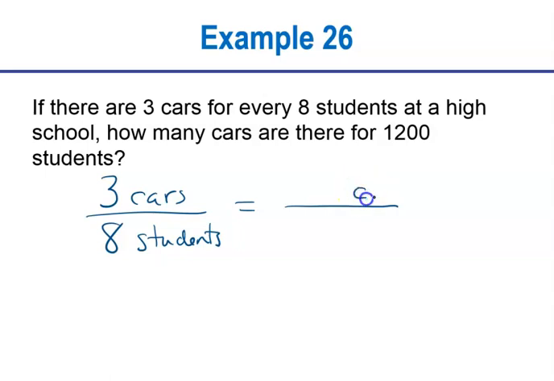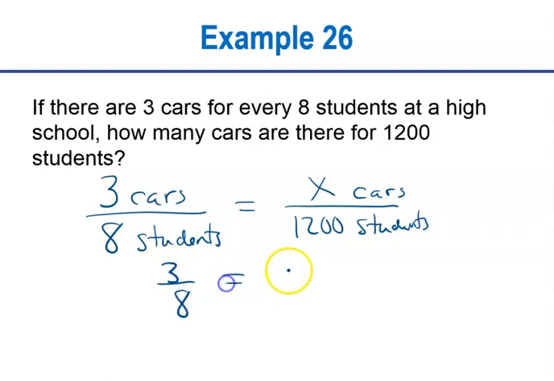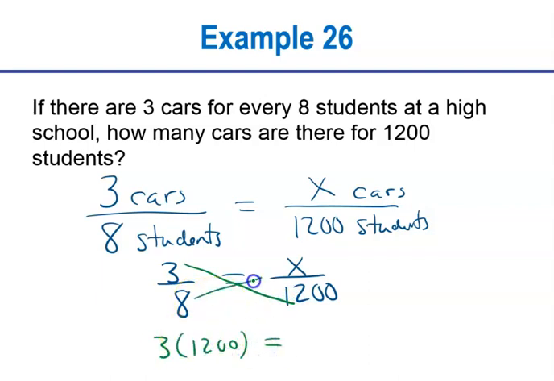So again, cars goes in the numerator because that's where I put it in the ratio to the left. And we don't know how many, so I'm going to call it X. And then 1,200 students, which is in the entire high school. Now when you solve it, you can of course leave the units off. 3 over 8 equals X divided by 1,200. And remember the rule, a proportion is true if you can cross multiply 3 times 1,200 and set that equal to cross this way, 8 times X.